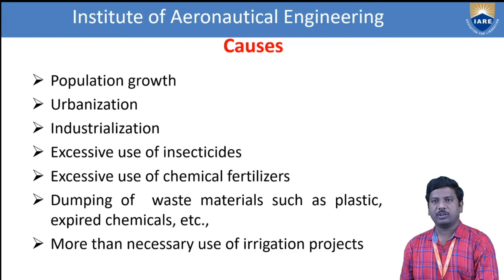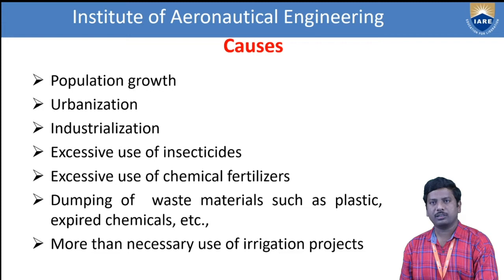The first one is population growth. Second, urbanization. Third, industrialization. Fourth, excessive use of insecticides. Fifth, excessive use of chemical fertilizers. And dumping of waste materials such as plastic, expired chemicals, and more than necessary use of irrigation projects. All of this comes under the category of the causes of soil pollution. These are very, very important causes of soil pollution: population growth, urbanization.